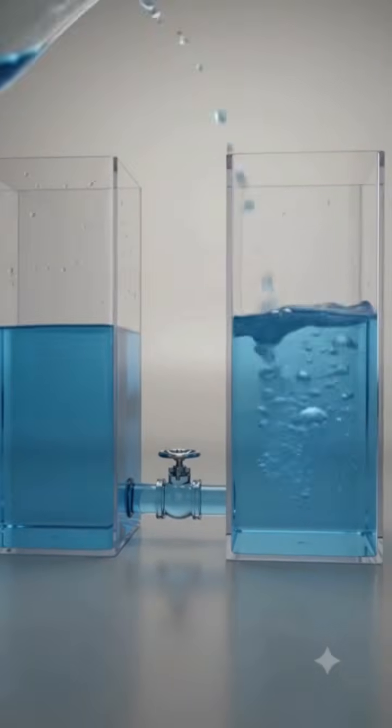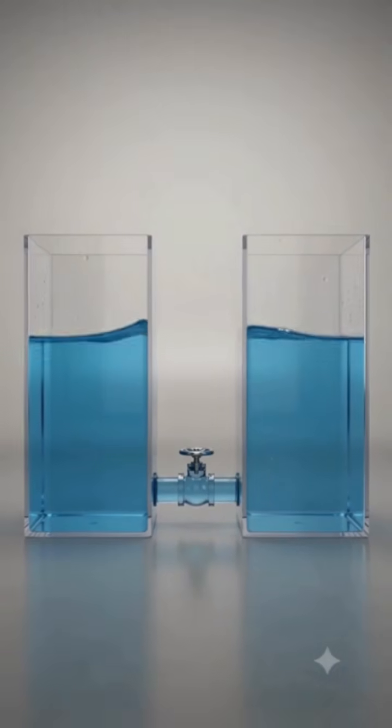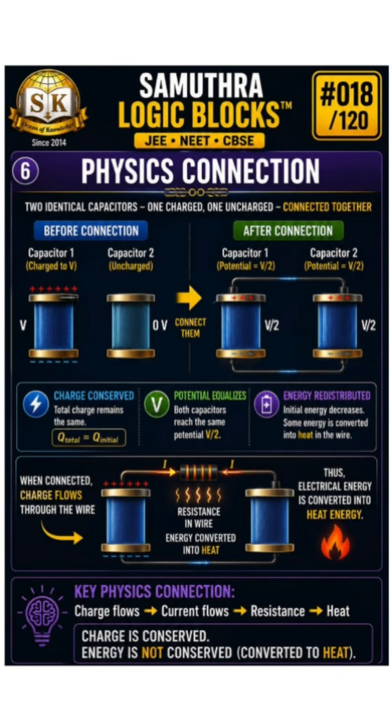Exactly the same thing happens inside a capacitor circuit. Charge flows through the connecting wire, current is produced. Every wire has a small resistance. Because of that resistance, part of the electrical energy is converted into heat.